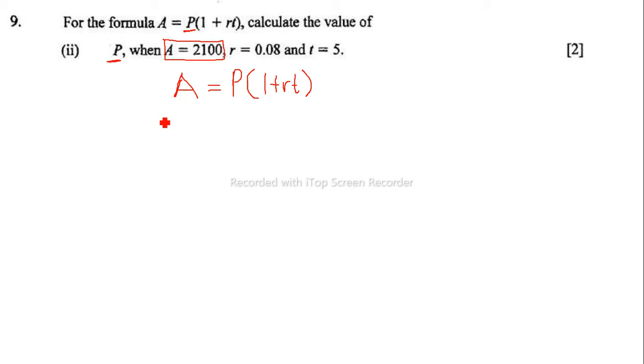A is 2,100 equals P. We don't know what P is. Times 1 plus R, which is 0.08, thank you, Dylan, R is 0.08, T is 5.